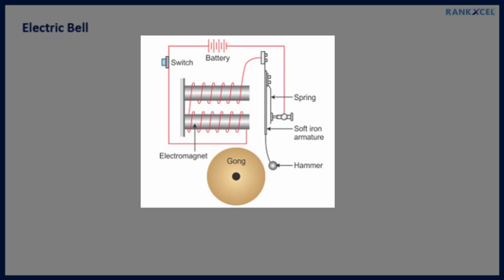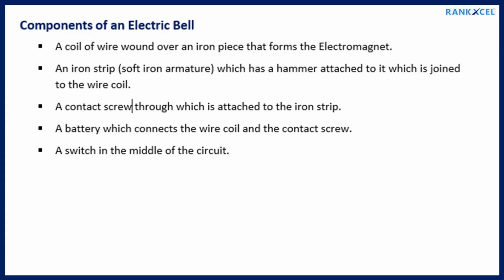Electric bell. Components of an electric bell. A coil of wire wound over an iron piece that forms the electromagnet. An iron strip, the soft iron armature, which has a hammer attached to it, which is joined to the wire coil. A contact screw which is attached to the iron strip. A battery which connects the wire coil and the contact screw. A switch in the middle of the circuit.